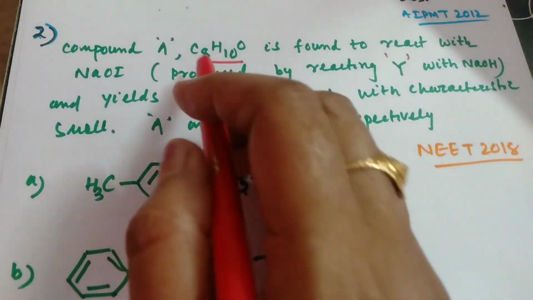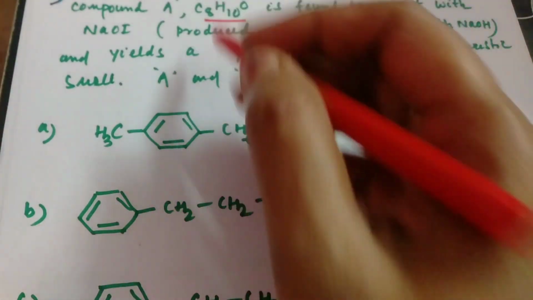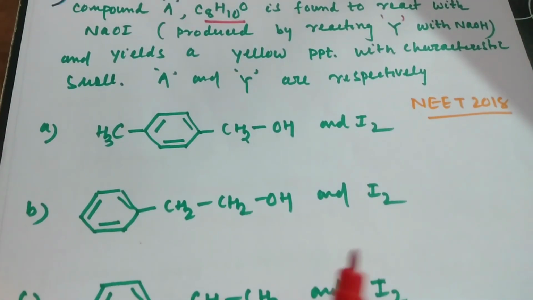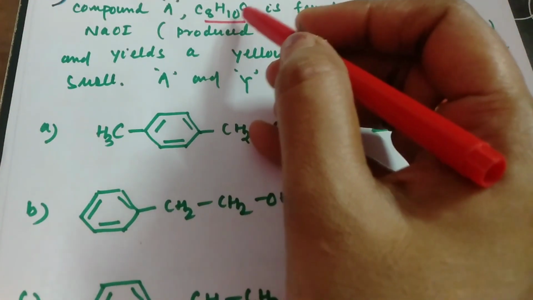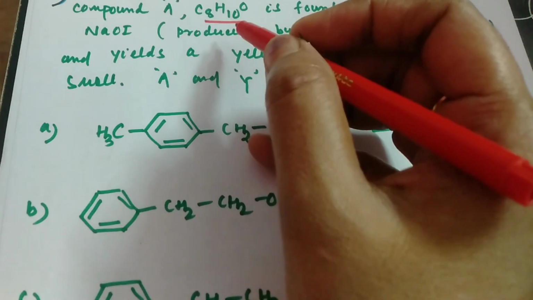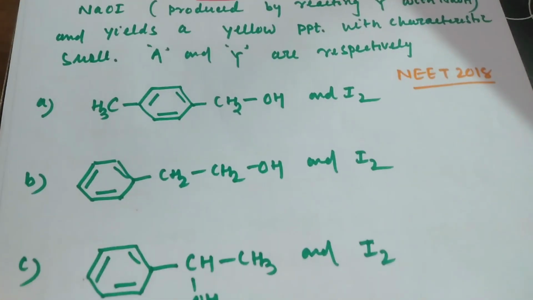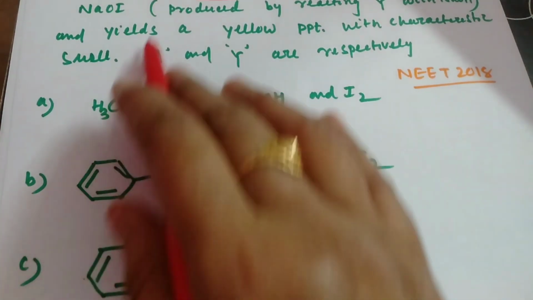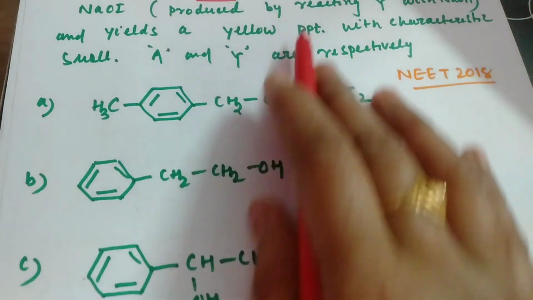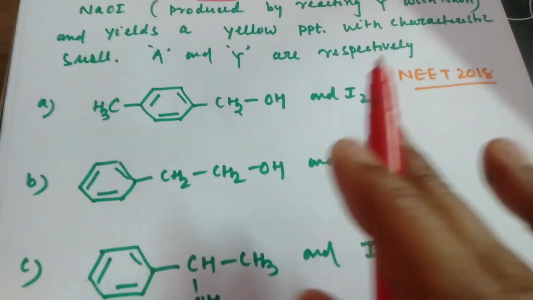First of all, we have to choose C8, that is, carbon number 8 along with hydrogen 10 and 1 oxygen. First of all, we will see which of the options satisfy this compound. Another important point is that this is an iodoform reaction, so we will see which option satisfies the iodoform reaction.